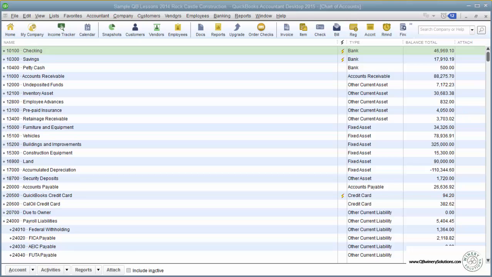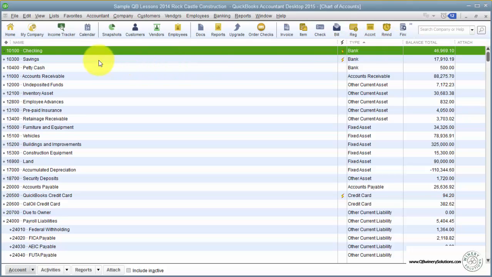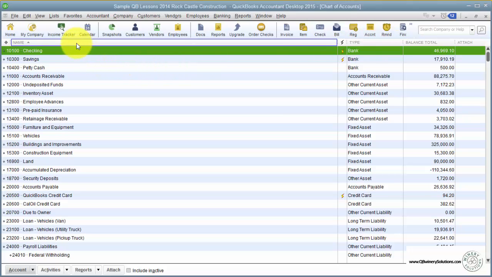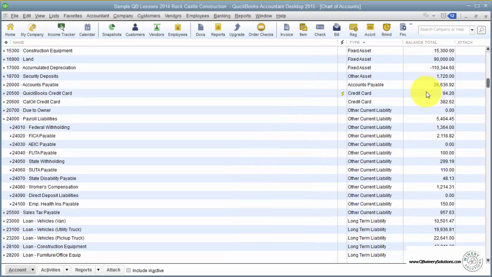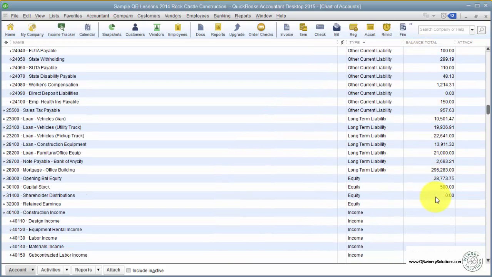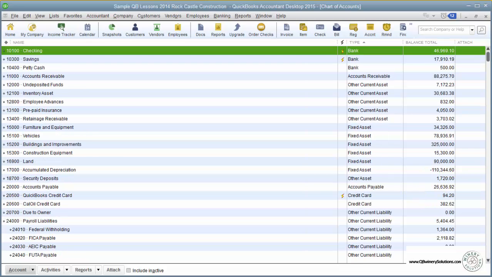Now, the chart of accounts is typically organized by account type, right here. However, you can sort this by name if you prefer, but let's put it back on type. Now in QuickBooks, the typical order of the chart of accounts has your balance sheet items first. These are all the accounts that have a balance to them. These are your balance sheet accounts. Your balance sheet accounts tell you how much you have or how much you owe at any given time.